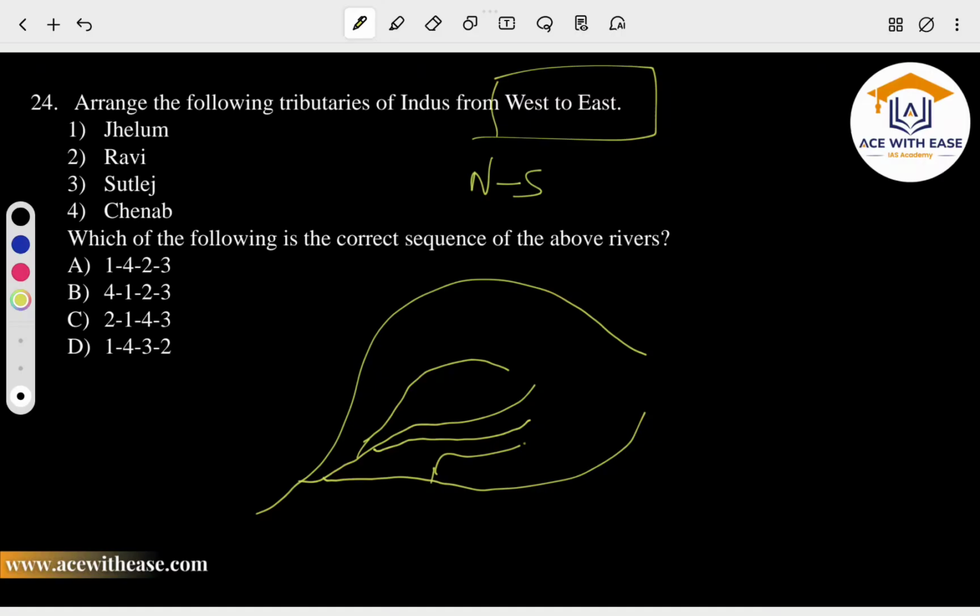Now here, we can see that the first one is the Jhelum River, then the Ravi River, the Satluj River. Satluj is the last one, where we're calculating the origin points. So here we find option A, where we have 1, 4, 2, 3: the Jhelum River, Chenab River, Ravi River and the Satluj River.